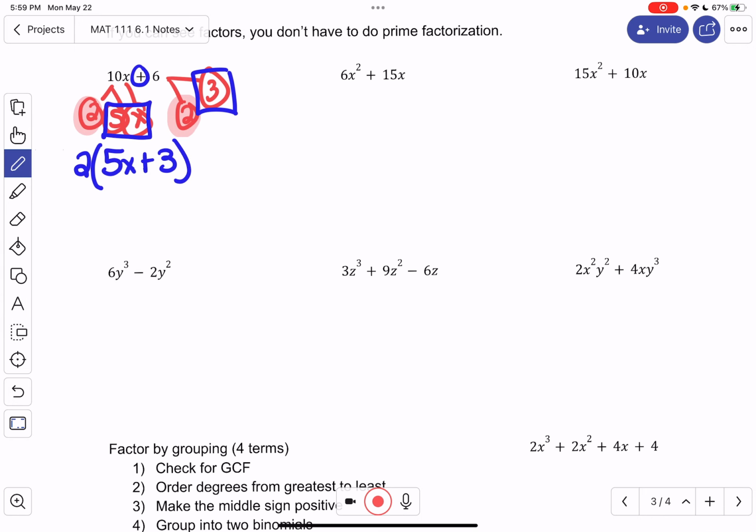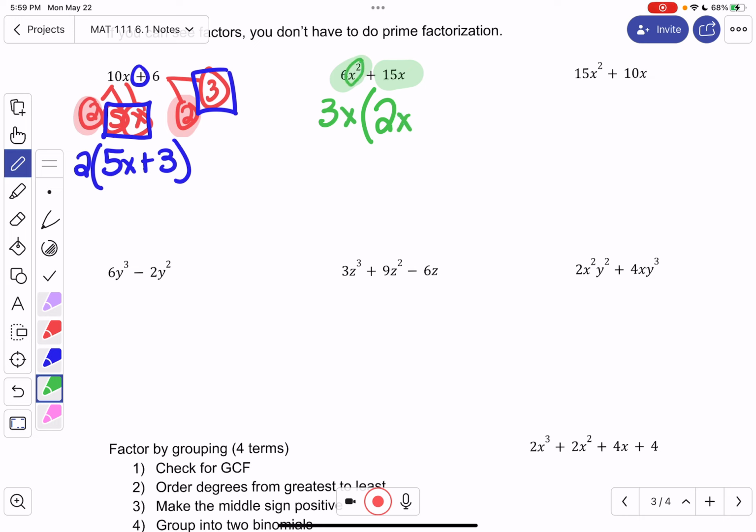Another way is to, let's look at that top middle one. Maybe I just look at it and I say, hey, I know 6 and 15 are both divisible by 3. I also know both of those terms have an x. So now I'm just going to divide that out. 6 divided by 3 is 2. If I have x squared and I take out an x, there's 1 left. 15 divided by 3 is 5. And if I have an x and take it out, there's no x left.